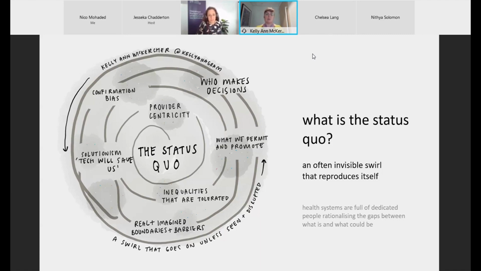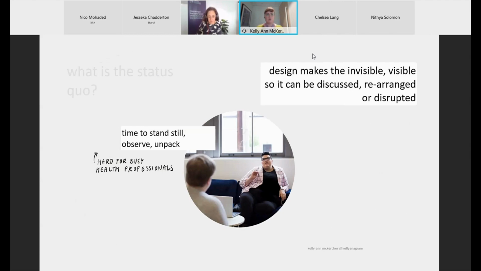So I guess design is one particular technique in which we can benefit from those hopes and frustrations, and provide a kind of pathway and a mechanism to do something with that. So if we move to the next slide, what we're really suggesting here is that design makes the invisible visible. And through doing this, it allows the status quo, as I mentioned before, and you might have a different perception of what the status quo is, to be discussed, to be rearranged, and possibly to be disrupted.